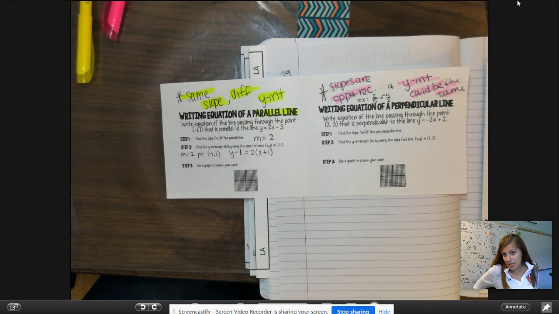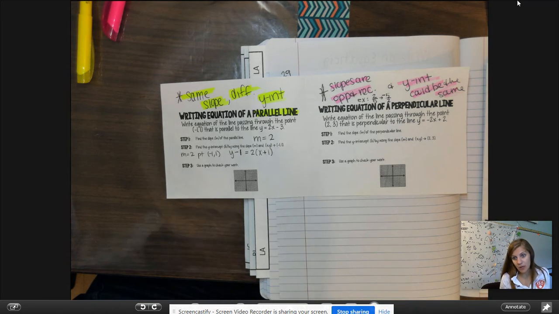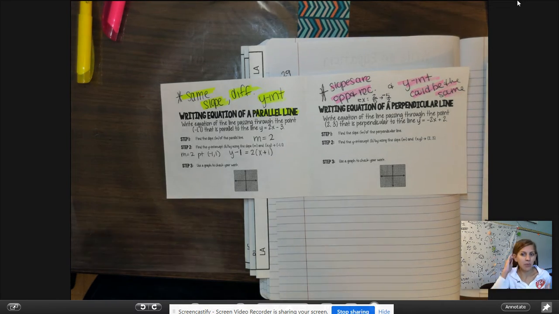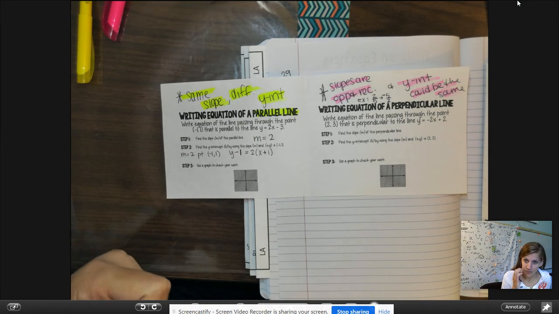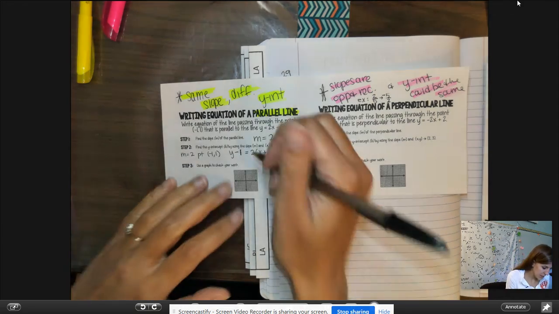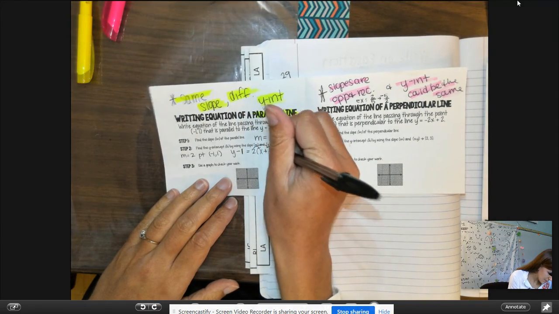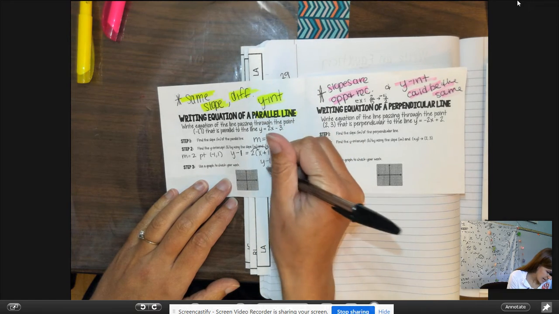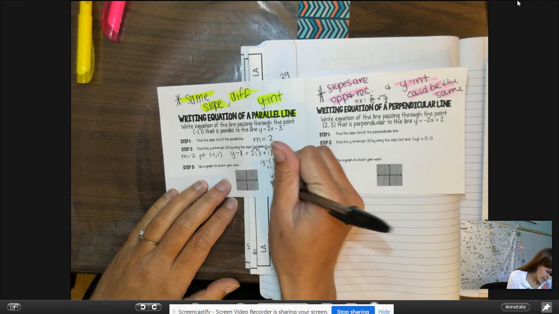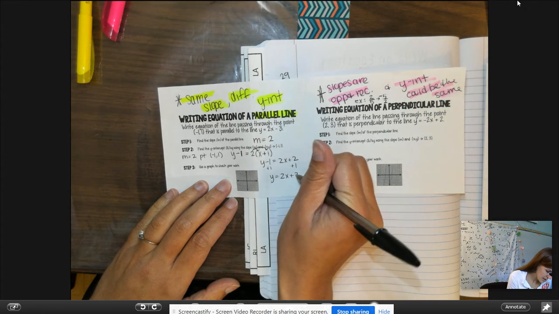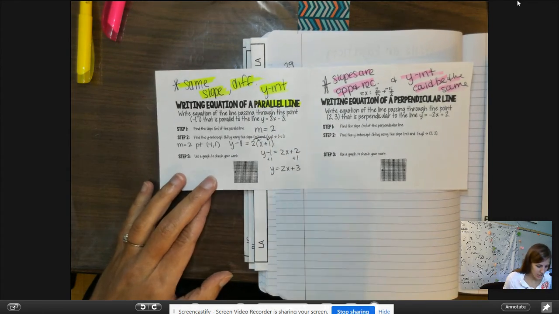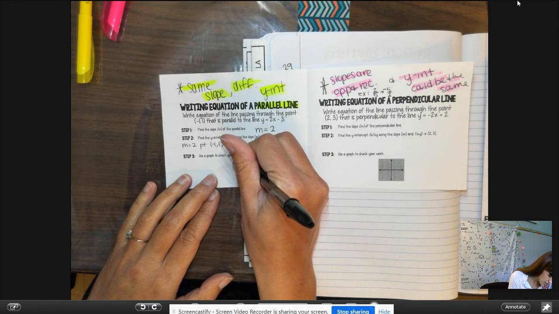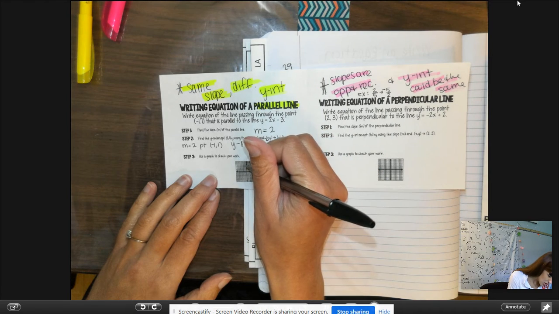Now, if we want, we could change that to slope-intercept form, and maybe I want to because it's a little bit easier to graph when we are in slope-intercept form. So I would distribute, and we'd have y minus 1 equals 2x plus 2, and then I would add the 1, and so y equals 2x plus 3. And then that's easier for me to graph because I can plot my y-intercept at 1, 2, 3, and then do my slope, which is up 2 over 1.